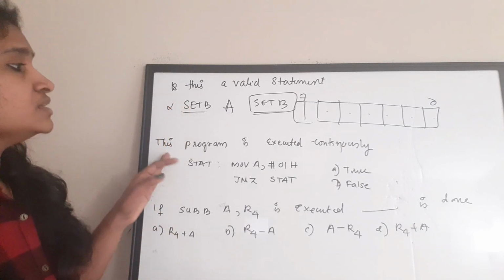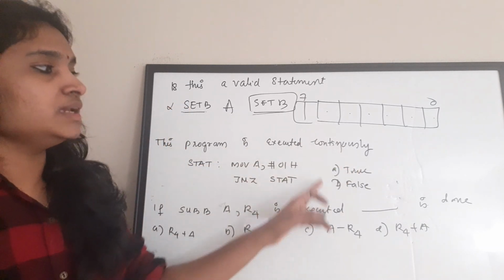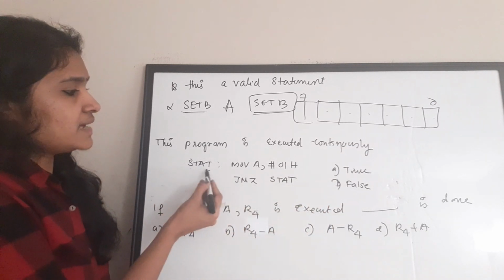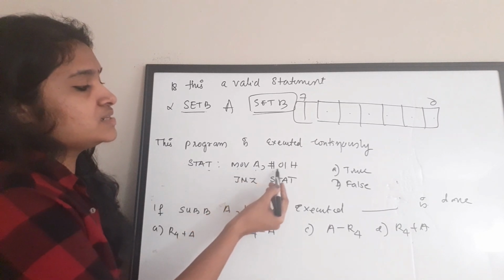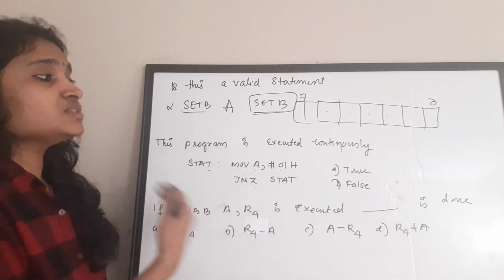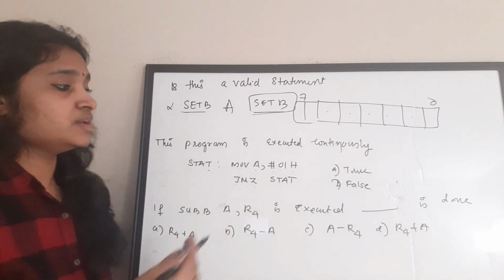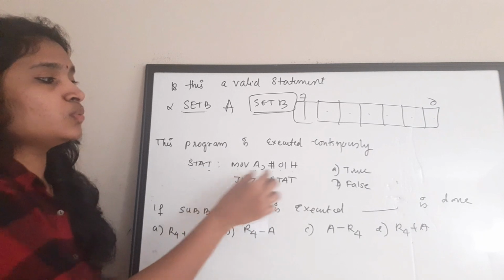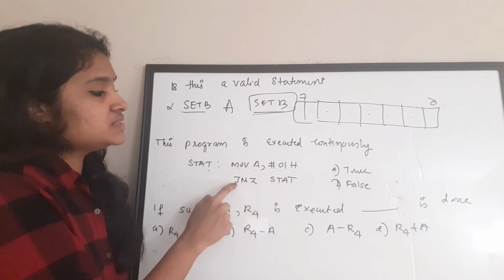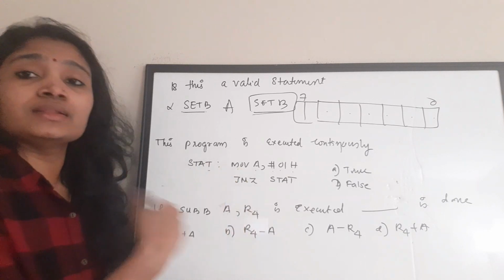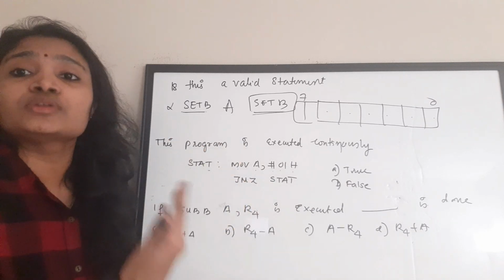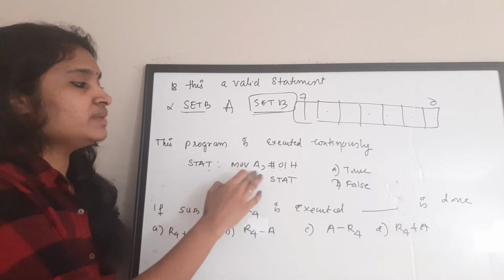Next question. This program is executed continuously, A true, B false. Let's see the code snippet. START, which is a label. MOV A, #01, JZ START. Yes, this will get executed continuously, because in this instruction you are only moving 01, that is 1, to A, and with JZ you are checking whether the accumulator is 0 or not. That is, zero will not be set.